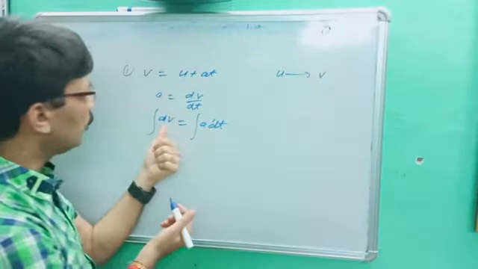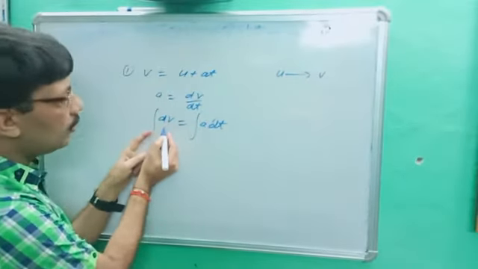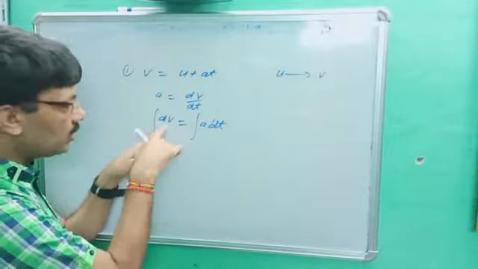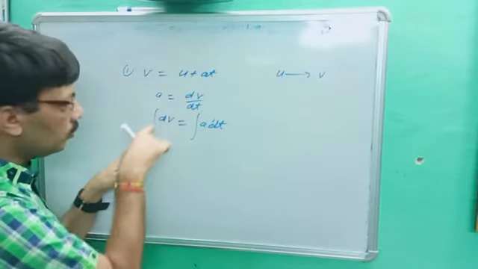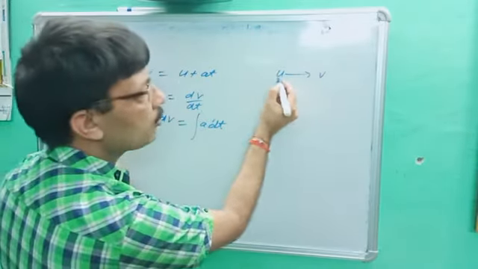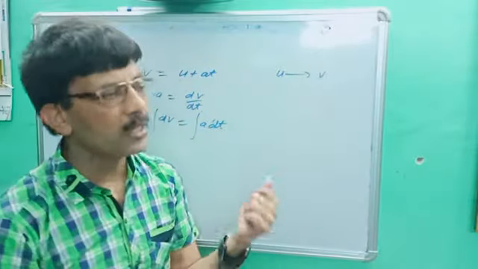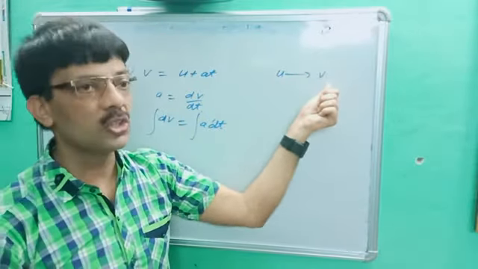If dx is given, you have to take x1 to x2. If d theta is given, you have to take from theta 1 to theta 2. But here velocity is given, so you have to take from U to V, or V1 to V2. The initial velocity is U and the final velocity is V.